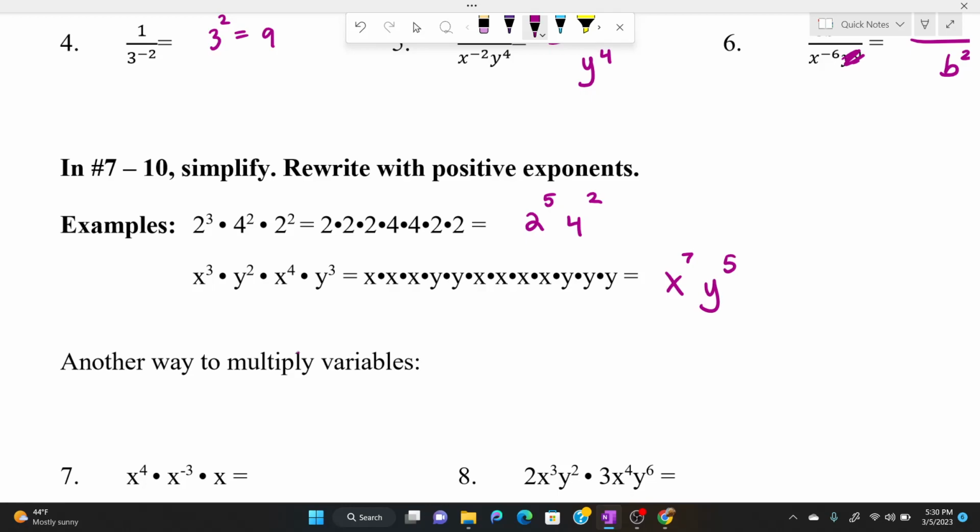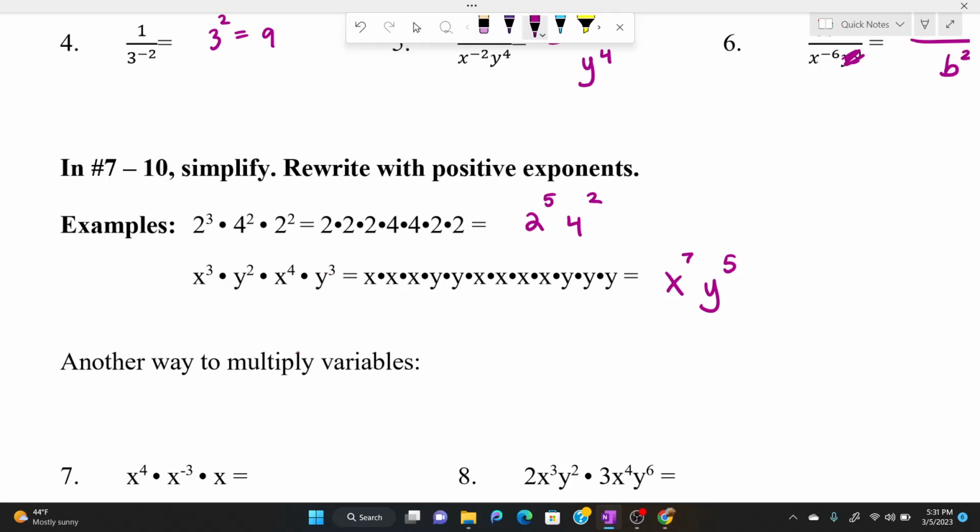Remember, if I'm multiplying a common base by another common base with exponents, I add them. So that's how x to the third, x to the fourth, I add those exponents and I got the 7 there. Y to the second, y to the third, I add the exponents and I get the 5.